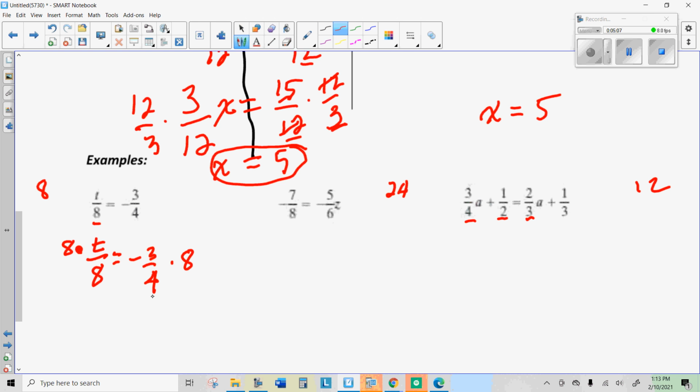and that'll completely get rid of your fractions. These 8s will cancel, and you get t there. And then you just have to do negative 3/4 times 8. Use your calculator to do that, or change it to a decimal if you want, however you want to deal with that. But basically it's negative 3 times 8 is negative 24, divided by 4 is negative 6.